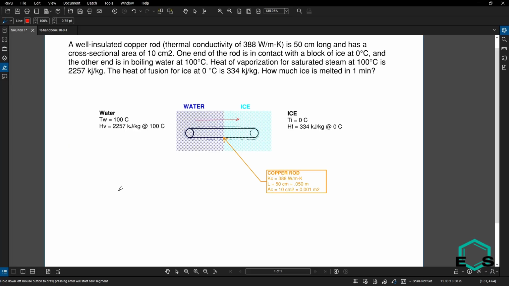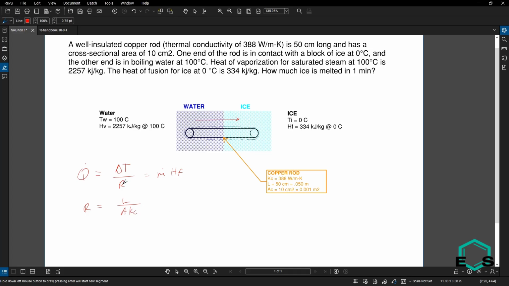Okay, so if I were to write that in a formula, Q dot is equal to delta T all over the thermal resistance. This heat transfer is equal to m dot, the mass rate of the ice that's melting, times the heat of fusion, the energy it takes to go from a solid to a liquid. All right, the thermal resistance is equal to L all over A Kc.